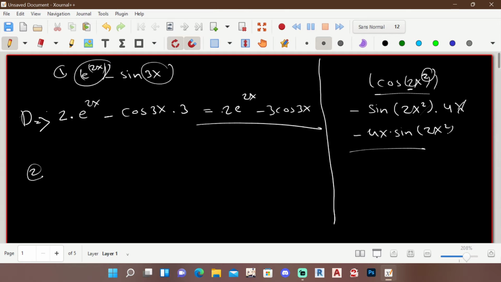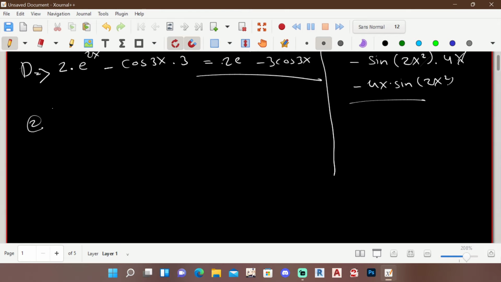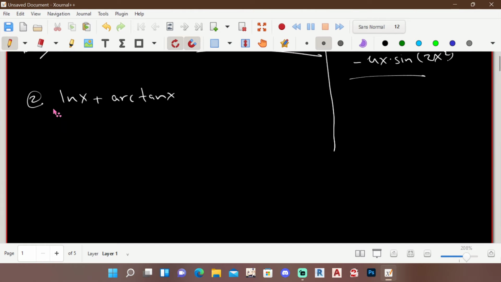The second one, let's scroll down. It's ln x plus arctan x. And here I'm gonna write the thing that we need to remember, that the derivative of arctan x is always 1, and it's 1 plus x squared in the denominator. So it's this one.